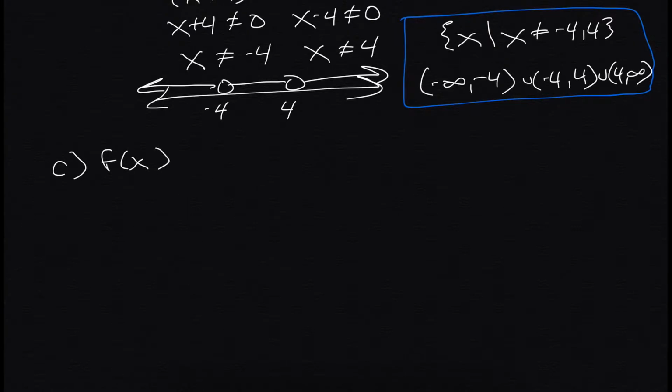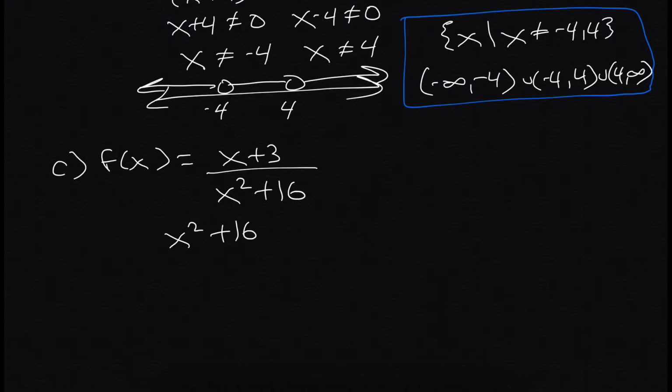Let's say f of x is equal to x plus 3 divided by x squared plus 16. So our denominator is x squared plus 16. It cannot equal 0. Now this one doesn't factor as far as I can see. So I could use the quadratic equation, but since I don't have an x term here, I'm just going to move that 16 over to the other side. It'll become negative 16. And then I will take the square root of both sides.